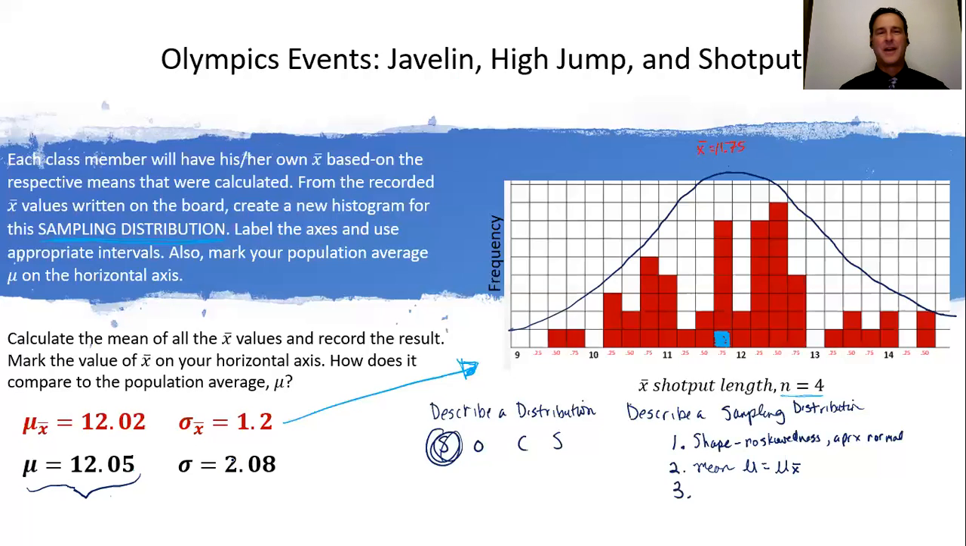But because you don't have every single representation of X bar from a sample size of 4, there's a little bit of error. But in theory, this average of all those X bars should be equal to your population mean, and so that is equal to 12.05. Further, and this is the last thing, you need a standard deviation.